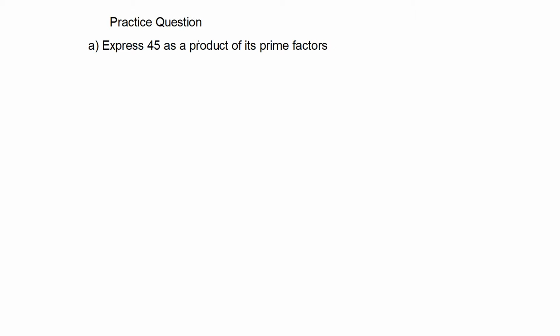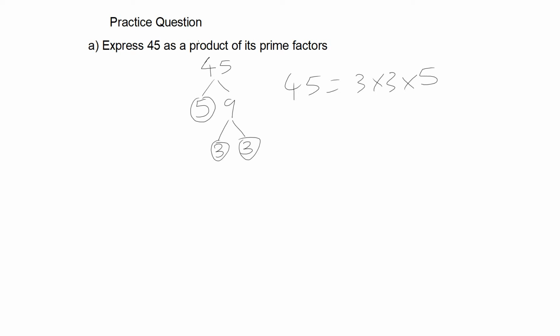Here is a question for you to try. I would like you to express 45 as a product of its prime factors. Pause the video now, and when you're ready for the answer, press play. Here is the answer. You may also have divided by 3 first rather than 5. That's fine. In both cases, you should have the answer 3 times 3 times 5.